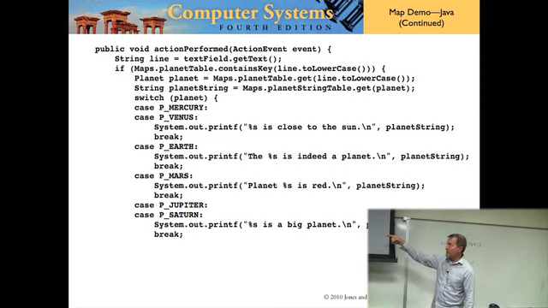So what happens is if it's Jupiter, because there's no break, it just falls through and does the same thing that case Saturn does. Does everybody see how that works? What if there's no break and you implement both of them? It will do the one and it will fall through and actually do the other one.